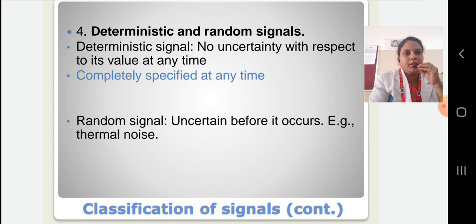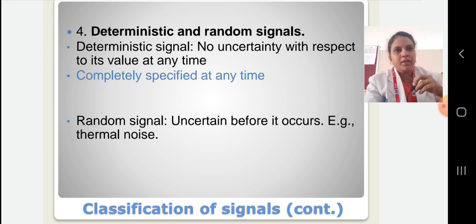The fourth type of signal is the deterministic signal and random signal. So what is a deterministic signal? A signal that may be represented in terms of equations is known as a deterministic signal. That is, there is no uncertainty with respect to its value at any time. That means it is completely specified by means of equations.